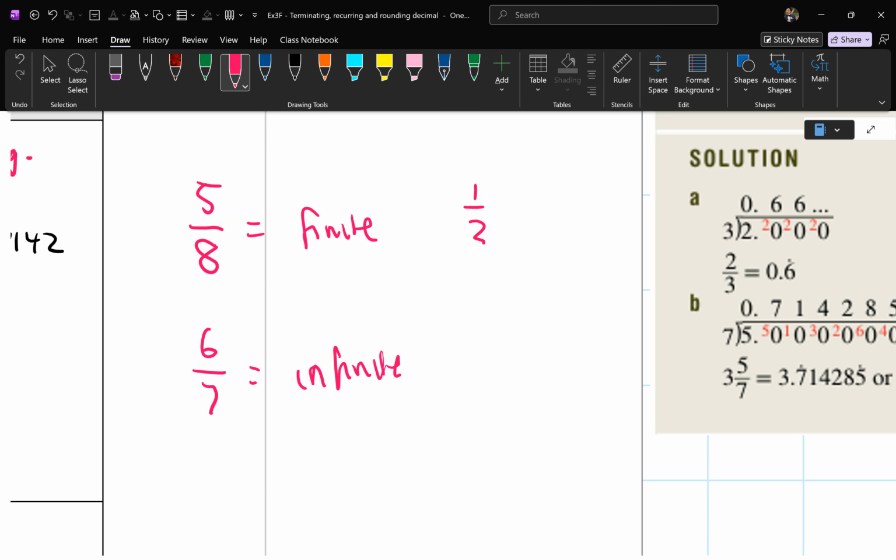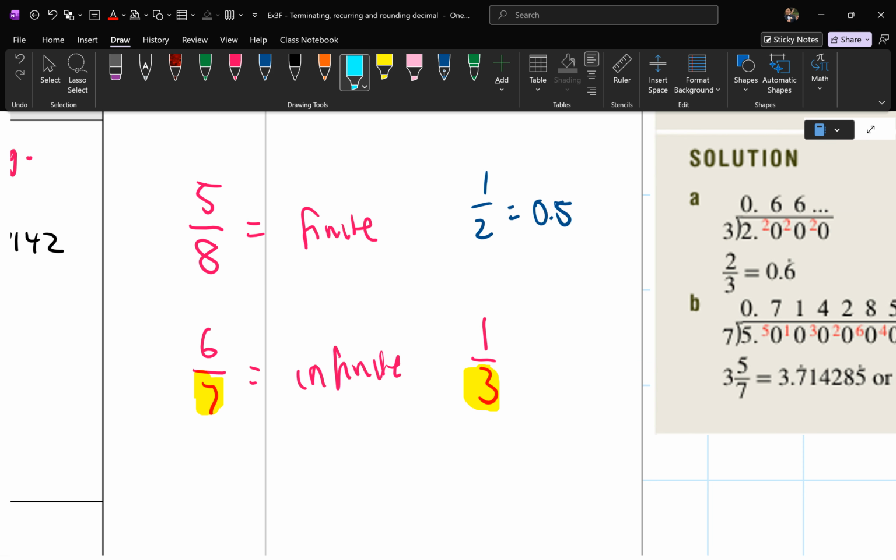Here's an example. 1/3. What's that as a decimal? Anyone know? Very good. So that's recurring. So that means a denominator of 7, a denominator of 3 ends up being infinite. But let's say half. Is that infinite or finite? Finite, because we know half is 0.5.